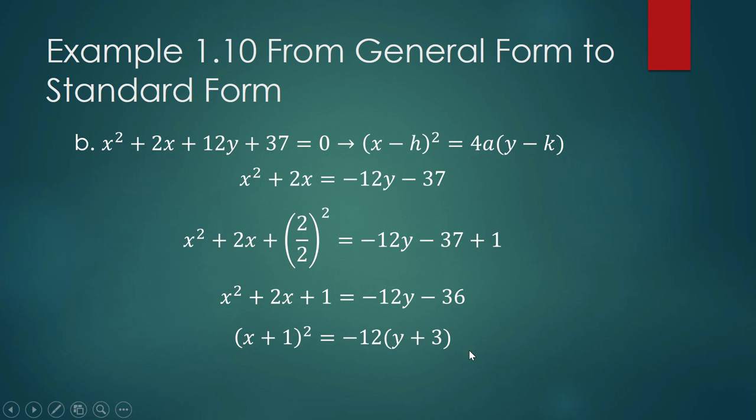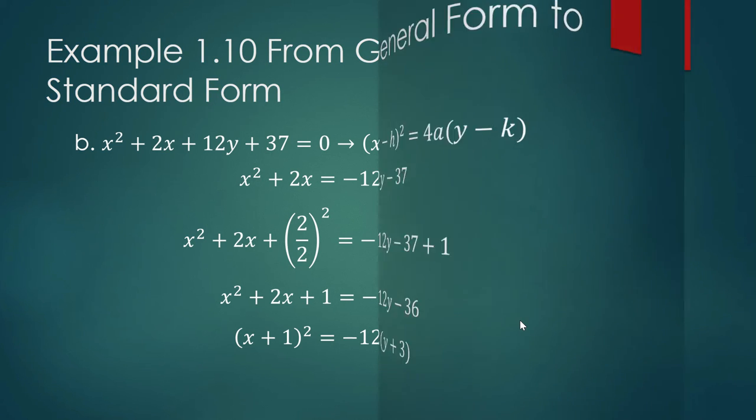Do you want to check if your factoring is correct? All you have to do is multiply negative 12 back to these two terms. Negative 12 times y is that one. Negative 12 times 3 is negative 36. So this now is our equation in standard form. What are the coordinates of our vertex? It's negative 1, negative 3.